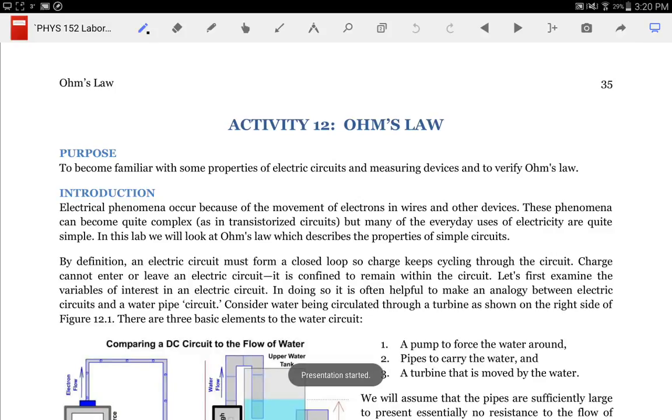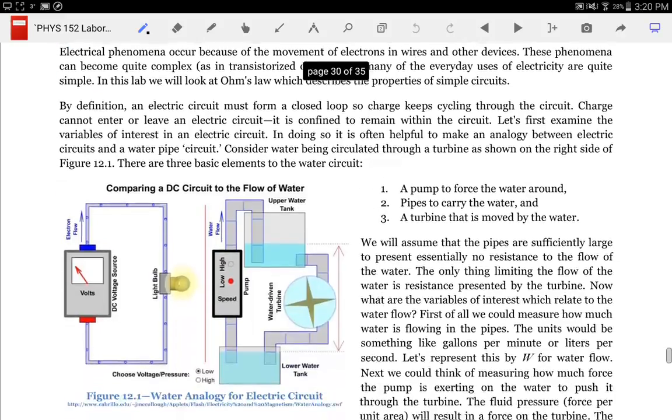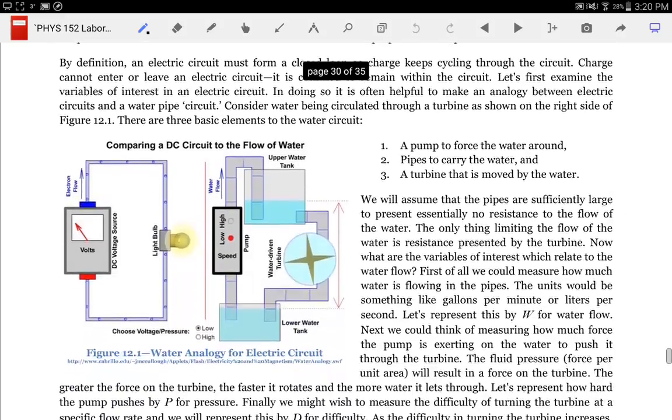So here is the introduction from the lab guide. And some students asked me about the water analogy. In trying to understand electricity, having a model or analogy, because models are basically analogies, makes it easier to think about what's going on.